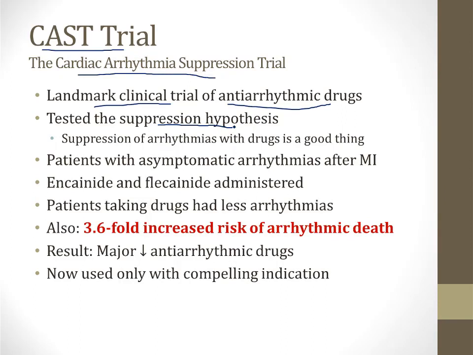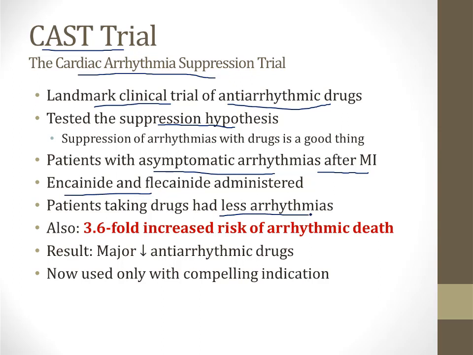In other words, many patients had short runs of asymptomatic arrhythmias, and the thinking was that those runs could continue in some cases and lead to death. So the thought was that suppressing those arrhythmias with drugs would improve outcomes among patients. Patients enrolled in this trial had asymptomatic arrhythmias after myocardial infarction, and they were treated with two 1C antiarrhythmics, encainide and flecainide. Patients taking the drugs had fewer arrhythmias as expected.